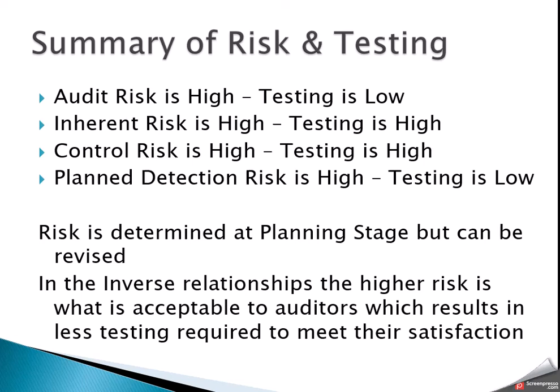So we've got an inverse relationship. The higher the risk that is acceptable to the auditors, the less testing is needed to meet their satisfaction. If they have a lower risk level that they're willing to accept, then that's going to increase our testing, and they do need to do more to get comfortable. So you've got to kind of understand those relationships, and that can be a little bit confusing. Okay, so that is chapter 9.